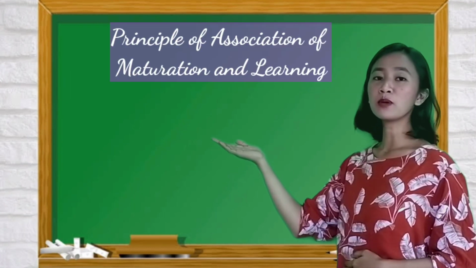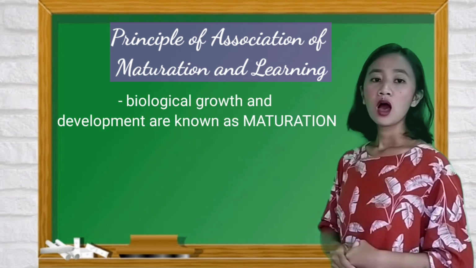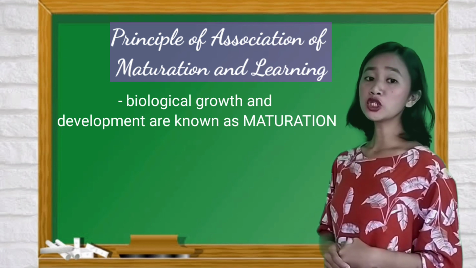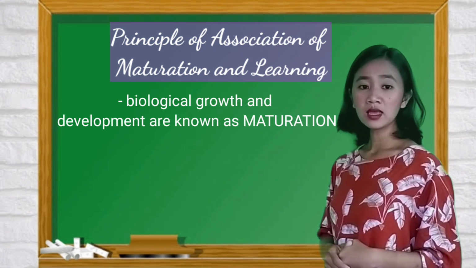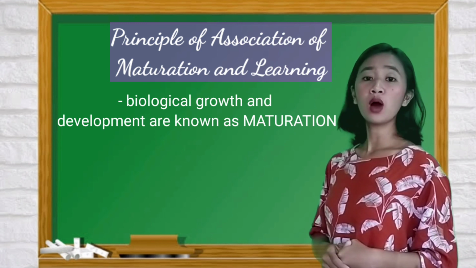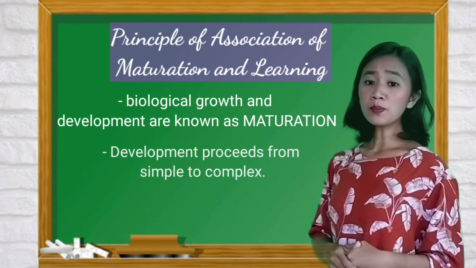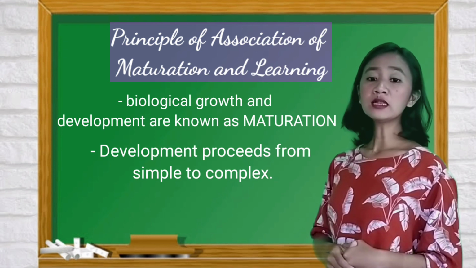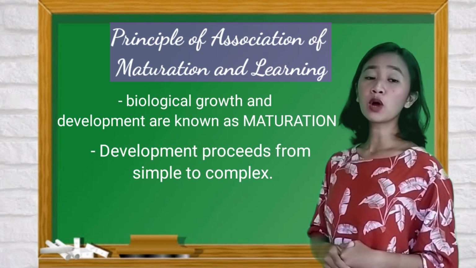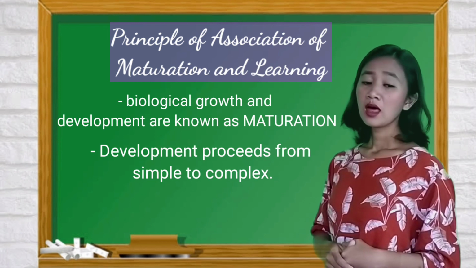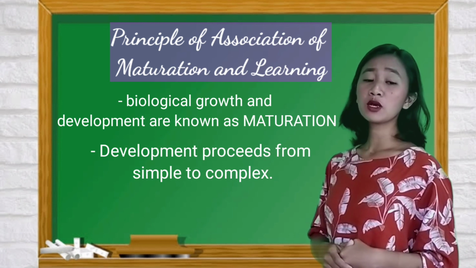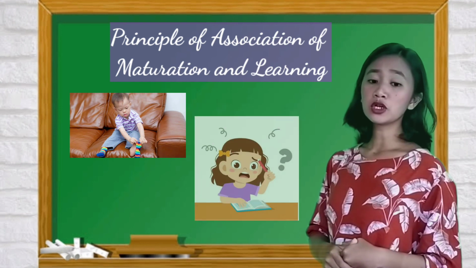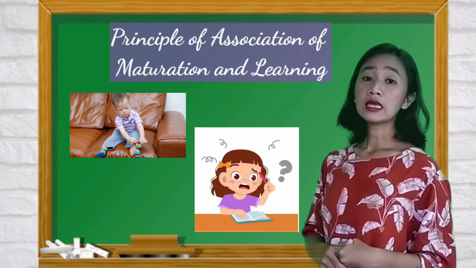Principle of association of maturation and learning. Biological growth and development are known as maturation. Biological changes involve changes in the brain and the nervous system which provide new abilities to a child. Development proceeds from simple to complex. In the beginning, a child learns through concrete objects and gradually moves to abstract thinking. These transitions happen because of maturation. For instance, if a child is keen to learn something but lacks maturity, then he will not be able to learn it.